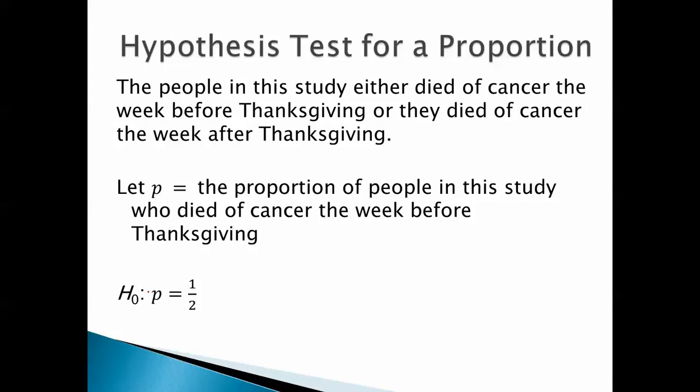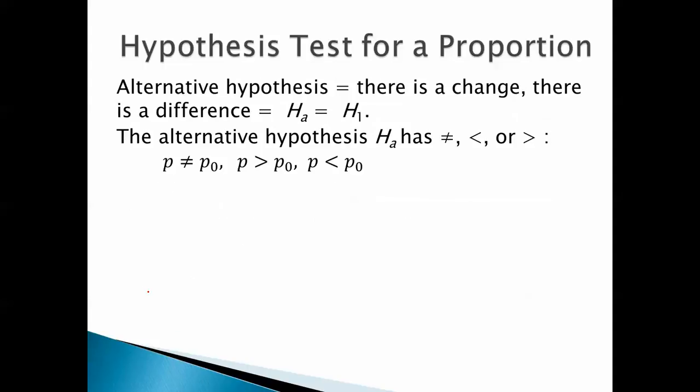The people in this study either died of cancer the week before Thanksgiving or they died of cancer the week after Thanksgiving. So nobody else, just people who died the week before or the week after. Let P equal the proportion of people in this study who died of cancer the week before Thanksgiving. The null hypothesis is that P equals a half. Because in this study, just people who died the week before or the week after, there shouldn't be any difference between the two, so we're just going to say the probability of dying of cancer before Thanksgiving should be the same as dying of cancer after Thanksgiving. So we'd say P equals a half.